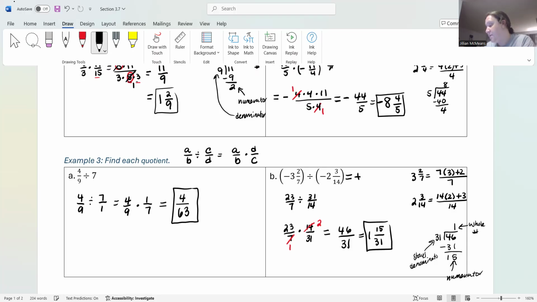And that is multiplying and dividing mixed numbers. So the big thing here is if you can multiply and divide fractions, you can multiply and divide mixed numbers. You just have to remember to convert them to improper fractions first.